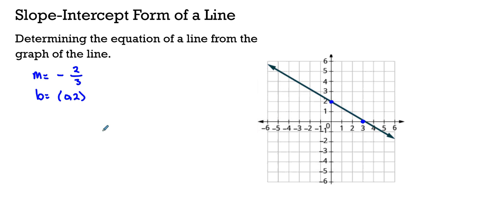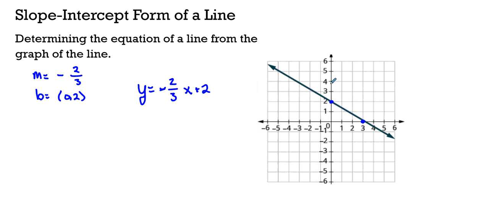I have everything now to make an equation for that line. y equals negative 2/3, that is a negative sign right there, I'll straighten it out a little, negative 2/3 x plus 2. That's the equation for that line.